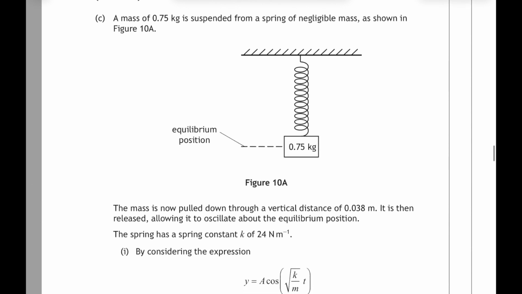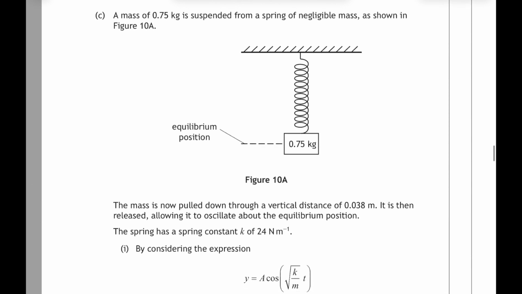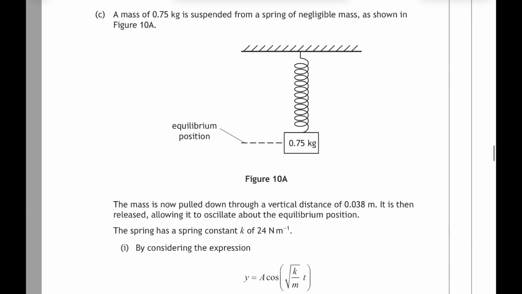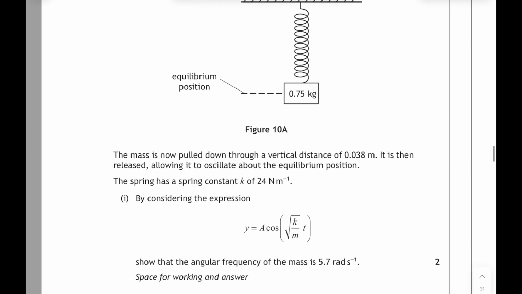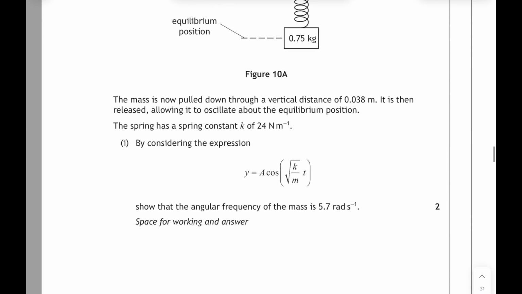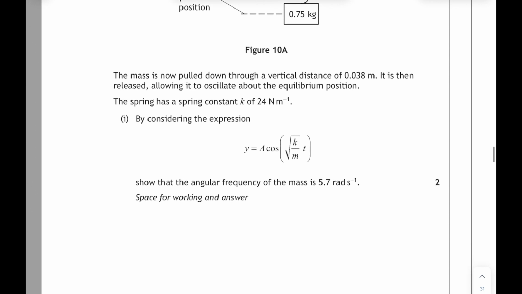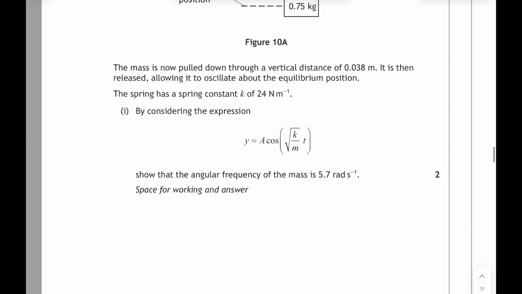A mass of 0.75 kilograms is suspended from a spring of negligible mass as shown in figure 10a. And the mass is now pulled down through a vertical distance of 0.038 meters, is then released and allowed to oscillate about the equilibrium position.